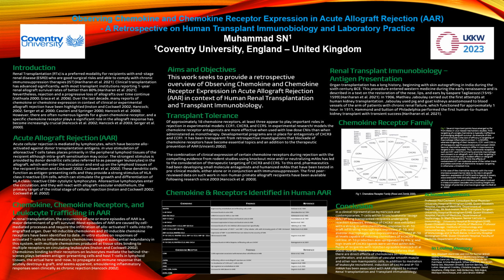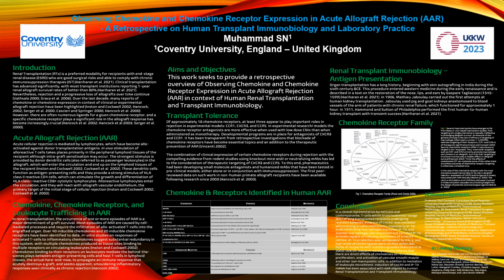The dendritic cells function as antigen presenting cells, and they provide a strong stimulus of human leukocyte antigen, or HLA class 2 reactive CD4 cells, which can stimulate the growth and differentiation of HLA class 1 reactive CD8 positive cytolytic lymphocytes. Alloreactive lymphocytes also enter the circulation and can react with allograft vascular endothelium, the primary target of the initial stage of cellular rejection.